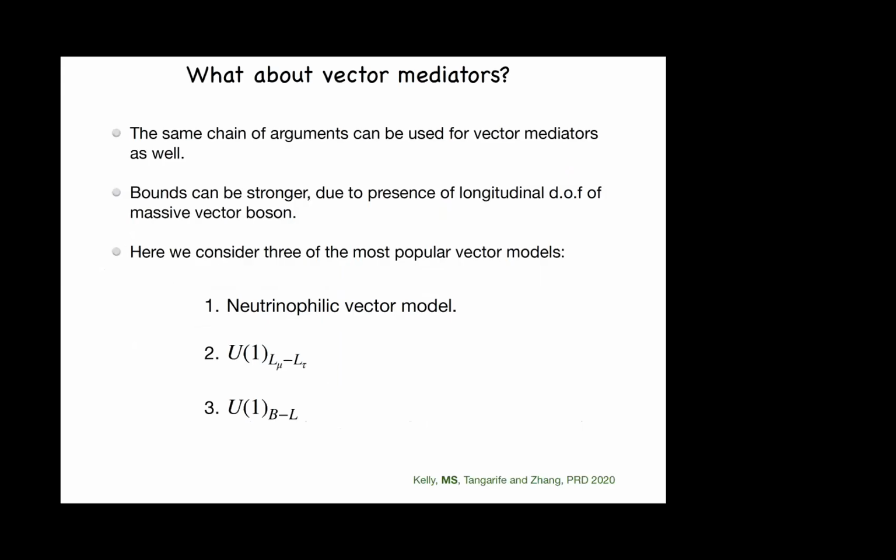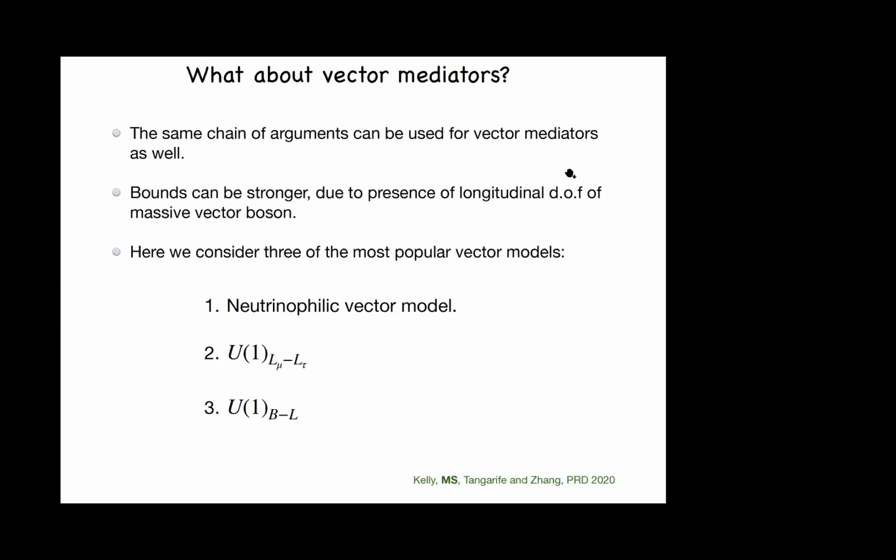So the chain of arguments that I said can easily be used for vector mediators as well, because vector mediators can also give rise to neutrinophilic interactions. And in principle, the bounds arising on these vector mediators can be stronger because vector mediators are massive. In this case, they have an extra degree of freedom that the scalars don't have. So they have a longitudinal degree of freedom.